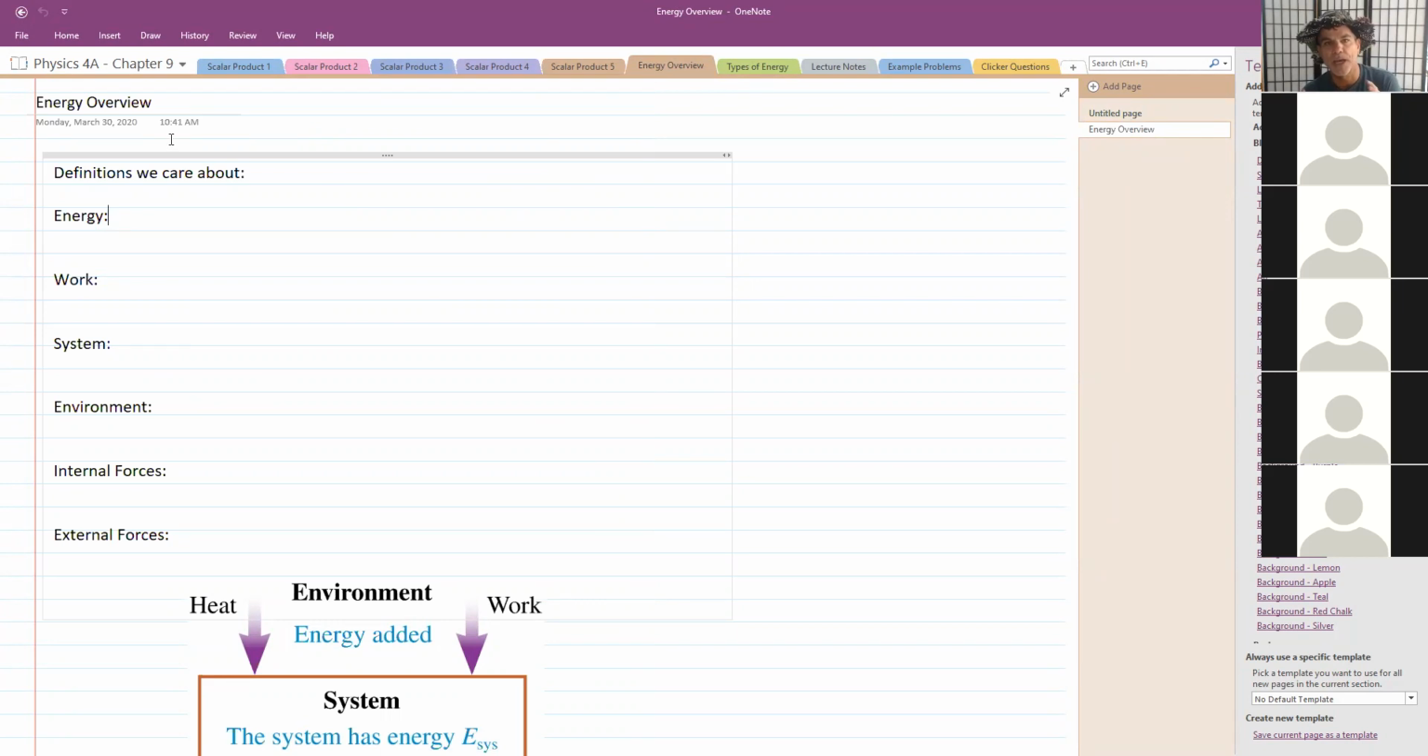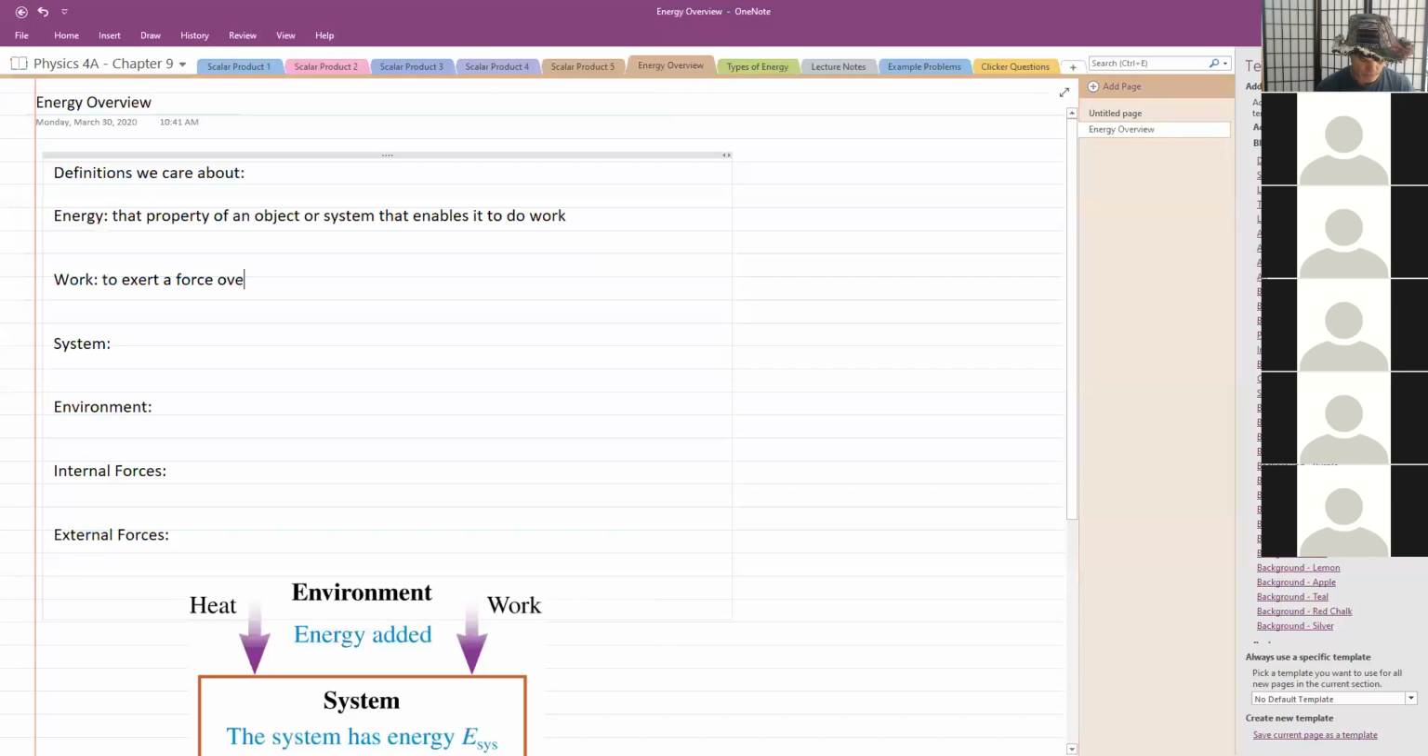So energy and work have kind of weird definitions. They are sort of circular. Energy is in terms of work and so on and so forth. So the definition of energy is kind of a weird definition. It's that property of an object or system that enables it to do work. And work is basically to exert a force over a displacement.